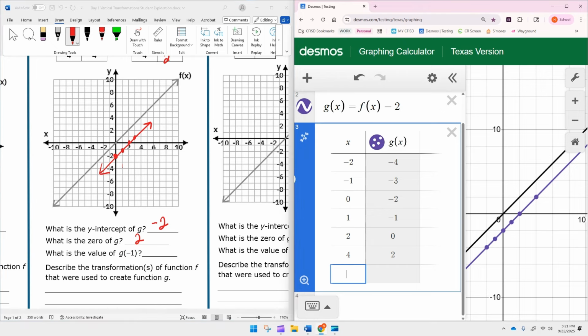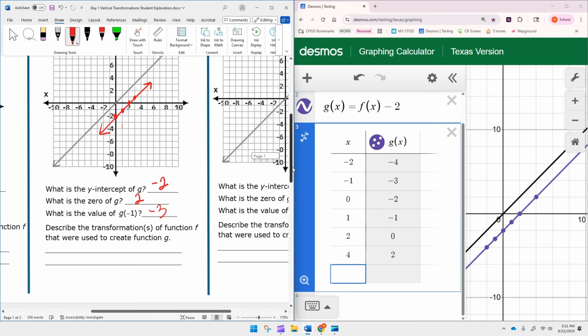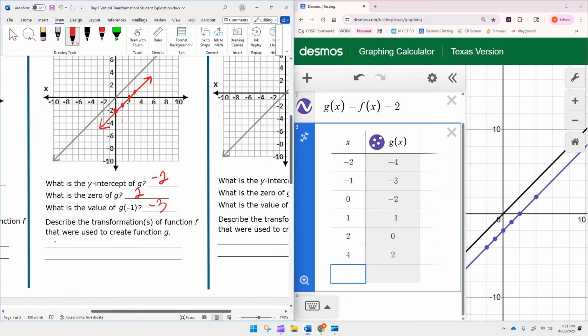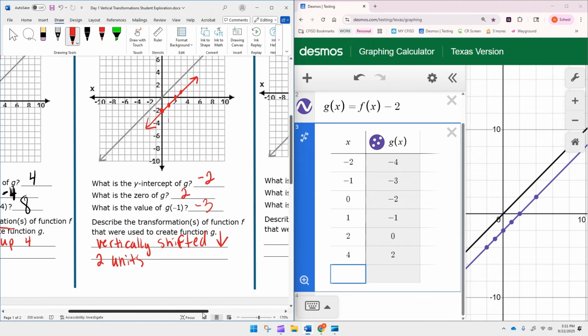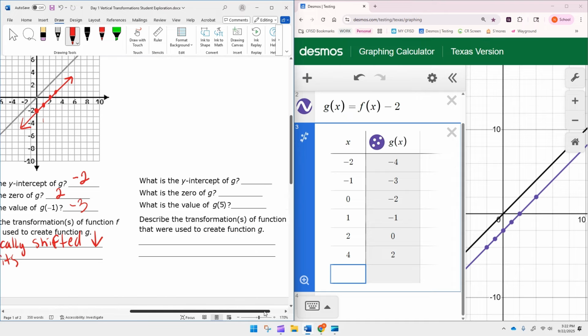Now let's talk about g of -1. We already have that right here. So we know that value is going to be -3. So we're going to talk about the transformation. We vertically shifted down 2 units. And that's pretty much it for that type of transformation. That's what we call a vertical transformation. You're either shifting up or down.